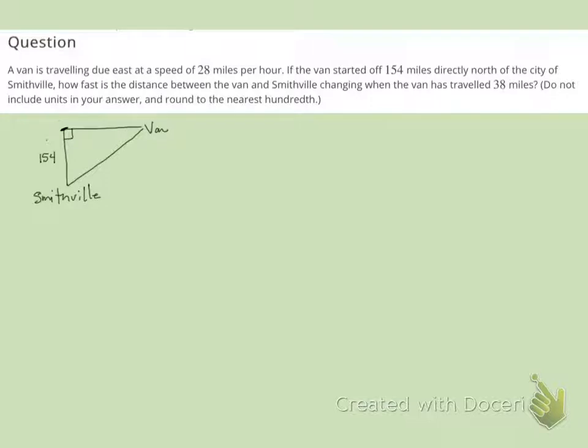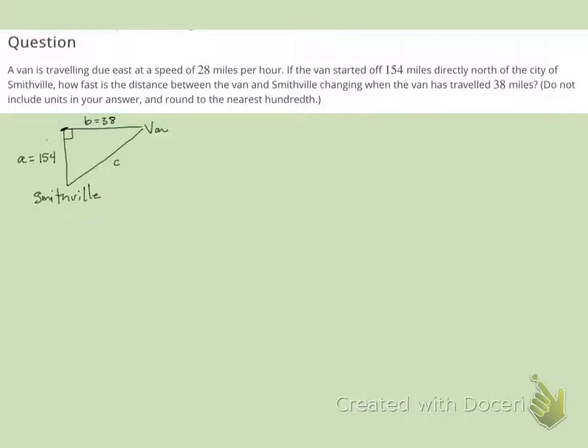miles? So I have a right triangle here, and I'm going to assign some variables. I'm going to call the side between the town and where the van started side A, and between where the van started and where the van is after it's traveled 38 miles, I'm going to call that B. So we know B is 38. We don't know C right now, but we can figure out what C is.